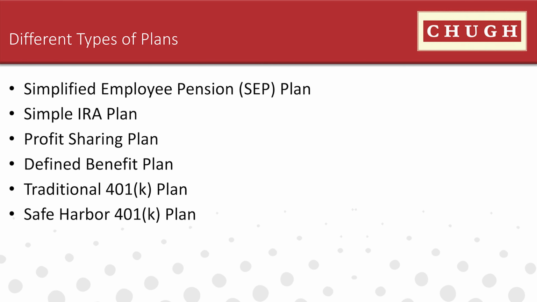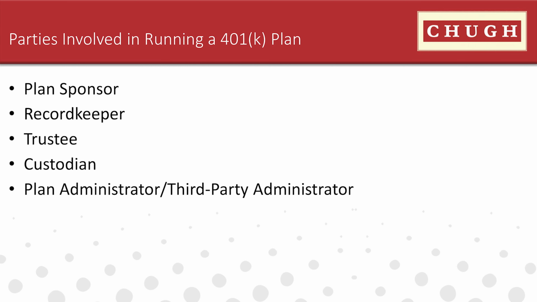The next one is the Safe Harbor 401k plan. A Safe Harbor 401k plan is similar to a traditional 401k plan, but among other things, it must provide for employer contributions. That is, in this case, employer contribution is compulsory and not optional as in the case of a traditional 401k plan. Most of these 401k plans have a plan website where employees can log in and make changes in investments and many other things. Edith will take us through this after a couple of slides. Next are the parties involved in running a 401k plan.